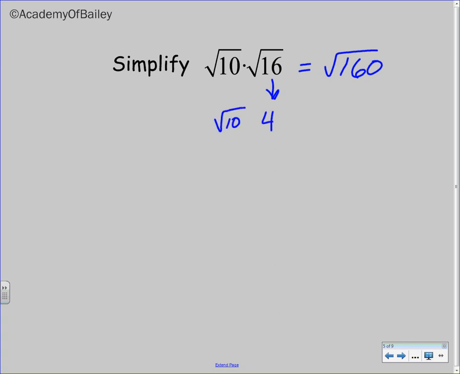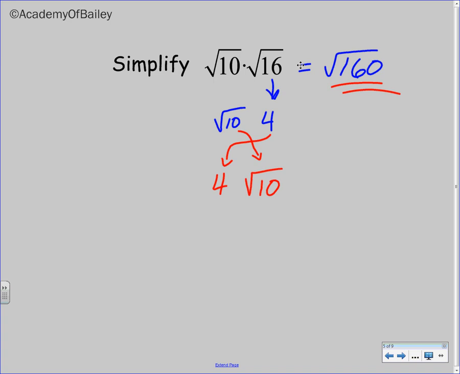We know the square root of 10, if we look here, just breaks down into 2 times 5, and there are no pairs between 2 and 5. Those are the prime numbers there, you cannot simplify the square root of 10. So that's the reason why it stays square root of 10. So we put the 4 first, and then the square root of 10 comes second.